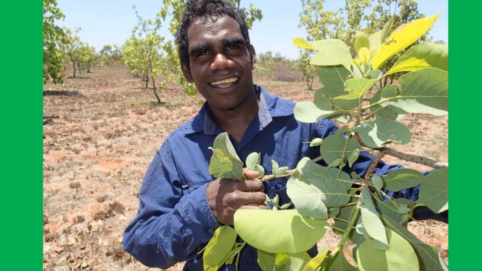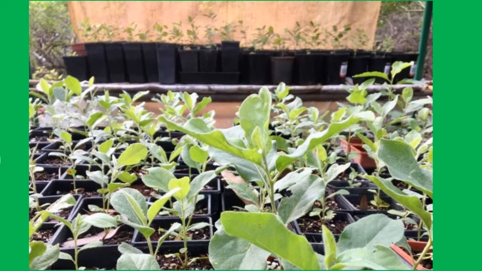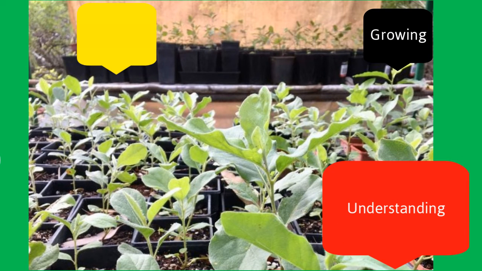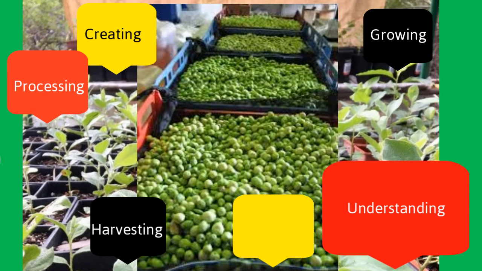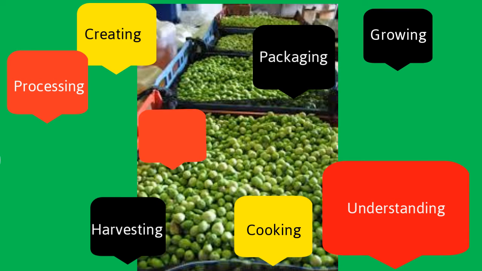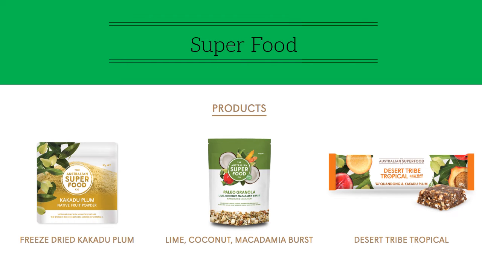The project involves having students critically go through the entire process of growing, understanding, creating, harvesting, processing, cooking, packaging, and selling their cultural superfood. Students would then work through the range of different ways the plum can be used and sold, such as powders, smoothies, fruit bars, and even skin creams.